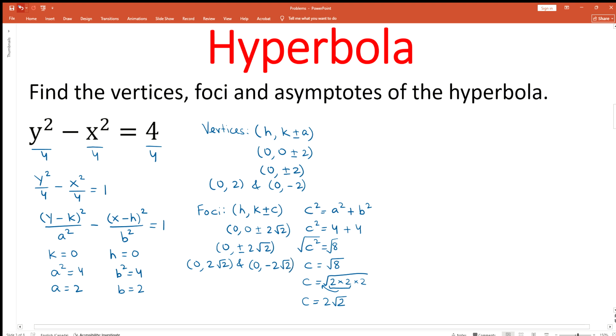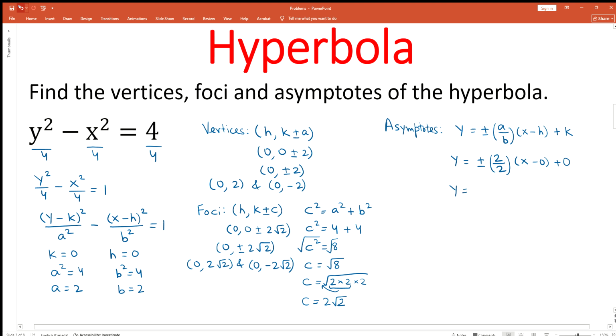Next, we can find the asymptotes. The general equation of asymptotes of a hyperbola whose curves or branches are above and below each other is y equals plus minus a over b times (x minus h) plus k. We can sub in the values. a is 2, b is 2, h is 0, k is 0.